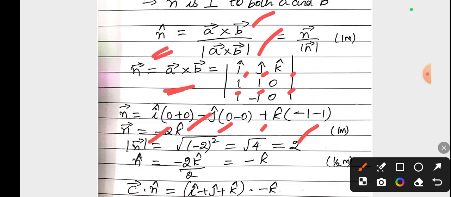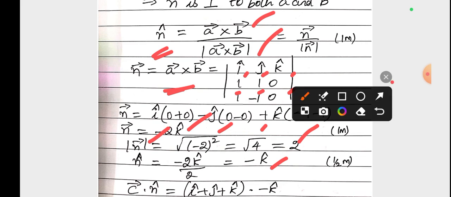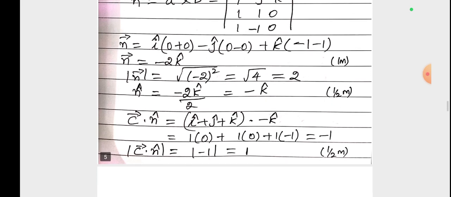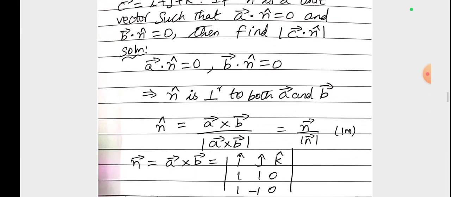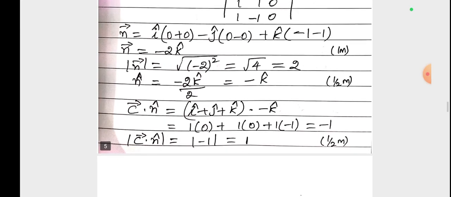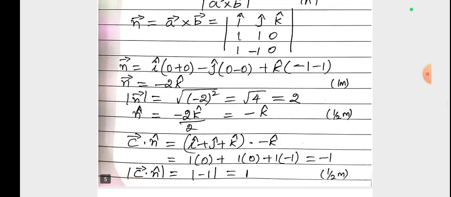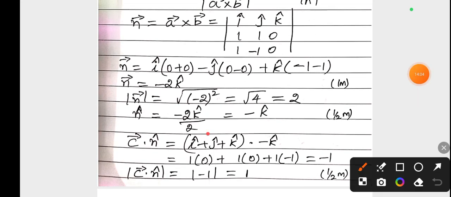Clear? n cap we are finding. How are we finding n cap? A vector cross B vector by magnitude of A vector cross B vector. Apply and get the answer n cap. Once n cap is over, just substitute it. What do we want to substitute? C vector dot n cap magnitude we want to find. First, do C vector dot n cap. Both you do the dot product, children.